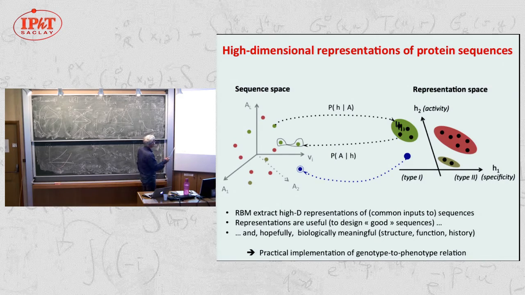If we are able to do that, then we can go from this space to this one through this conditional probability and go back through this one. Okay?